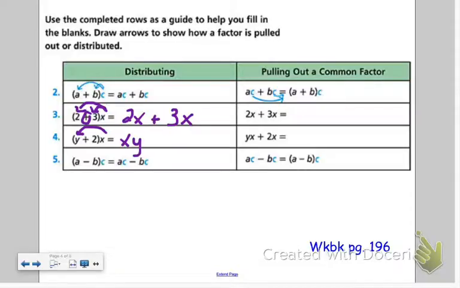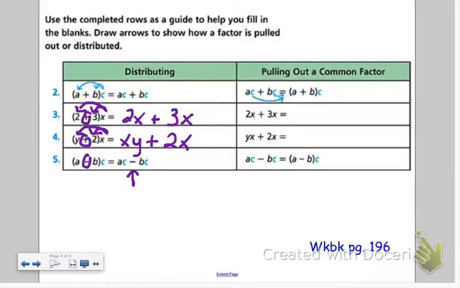Notice I'm putting my variables in alphabetical order. I'm not going to take off points if you don't put them in alphabetical order, but you should do that. I also have to do X times 2, which is 2X. Again, I'm going to put the coefficient, the number, in front. And there's an addition sign here, so I'm going to put an addition sign there. Number 5 is already given to you. You'll notice this one actually has a subtraction sign in the middle, so I need a subtraction sign in the middle when I rewrite it after distributing.